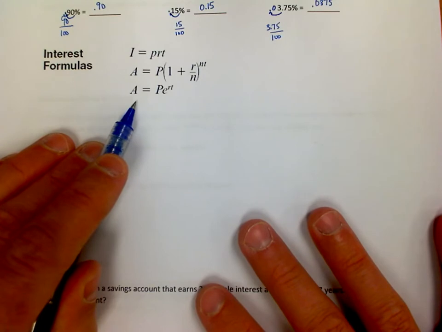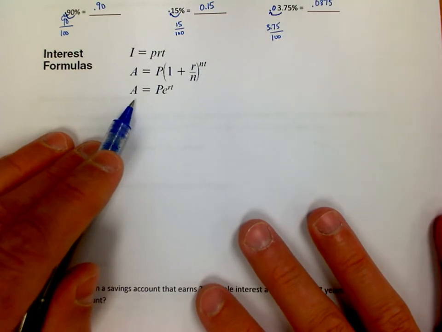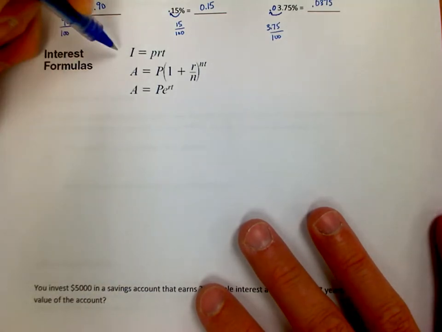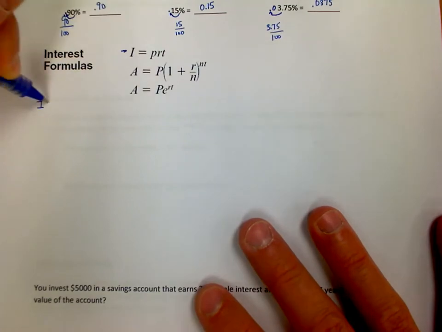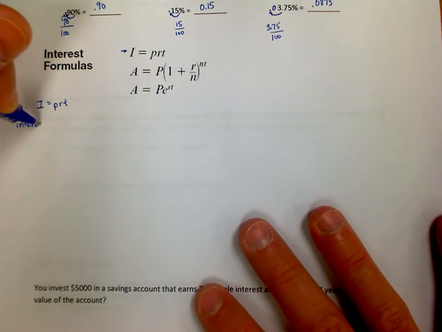Our job is to understand what each of these letters stands for, okay? So let's start with this one here, okay? When it says I is equal to PRT, that means that the interest gained is what we're working with, okay?